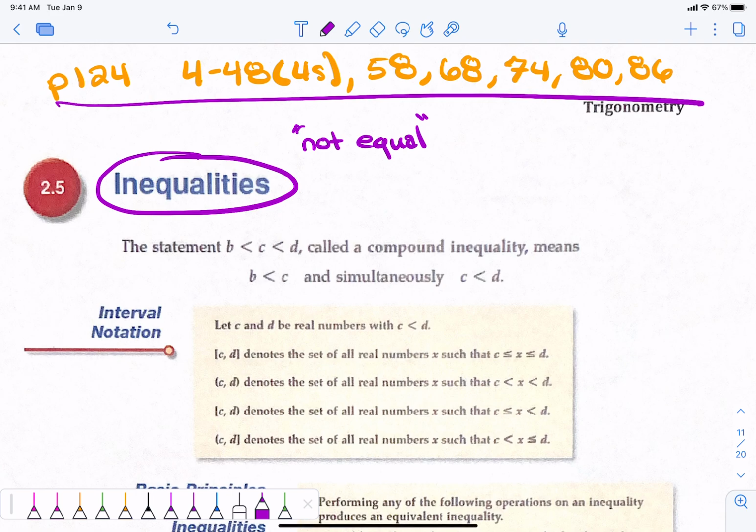Unequal. It's unequal. So it's not an equal sign. What is it if it's not an equal sign? An inequality sign. What is an inequality sign? Less than, greater than, and less than or equal to, greater than or equal to. Yes, less than, greater than, less than or equal to, greater than or equal to.